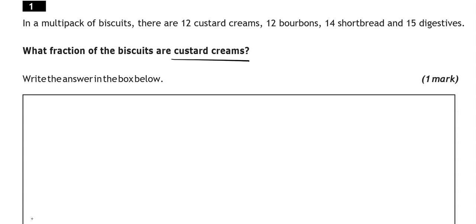Custard creams, there are 12 of them, so 12 out of the total, which is 12 and 12, 24, and the 14, that is 38, and the 15, that is 53. So 12 out of 53.